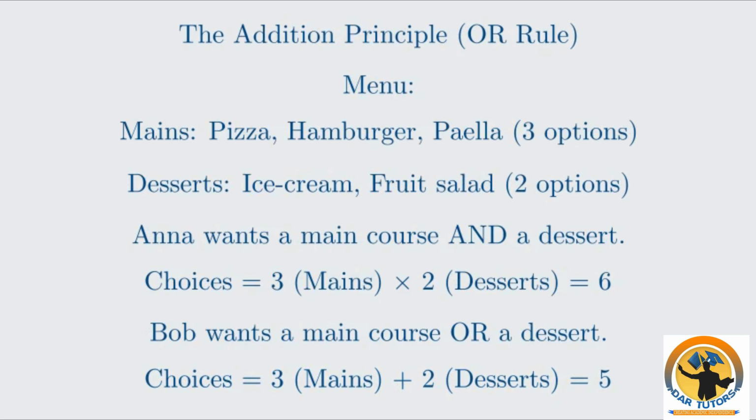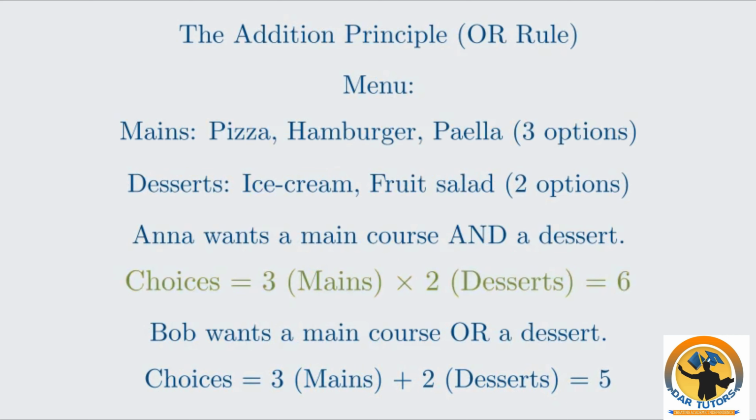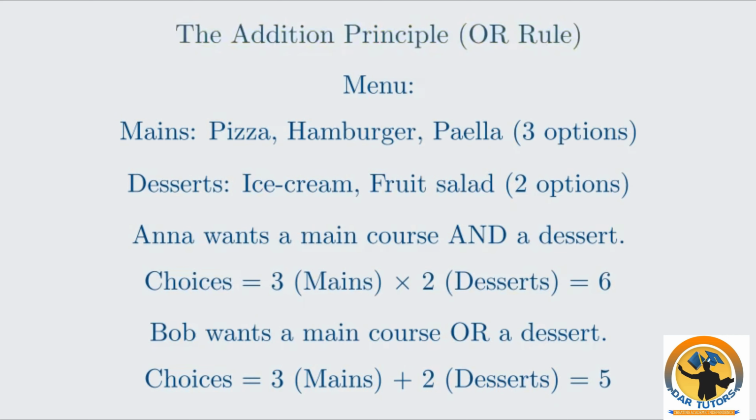So to recap, use the product principle when you have to make multiple choices, one after another. Use the addition principle when you have mutually exclusive choices, meaning you can pick one or the other, but not both. Let's formalize these ideas.